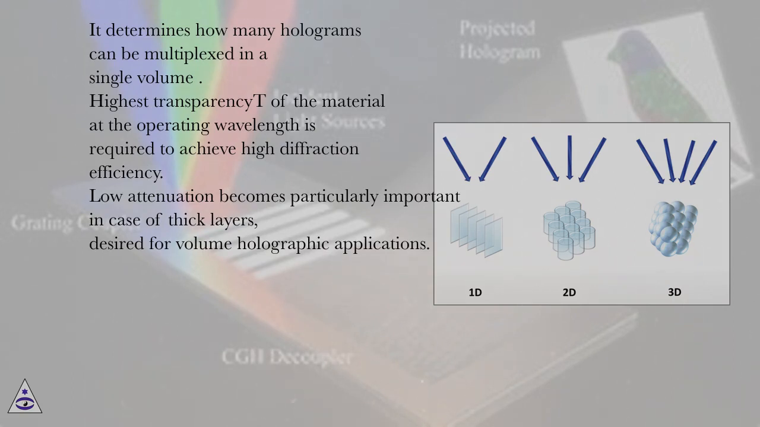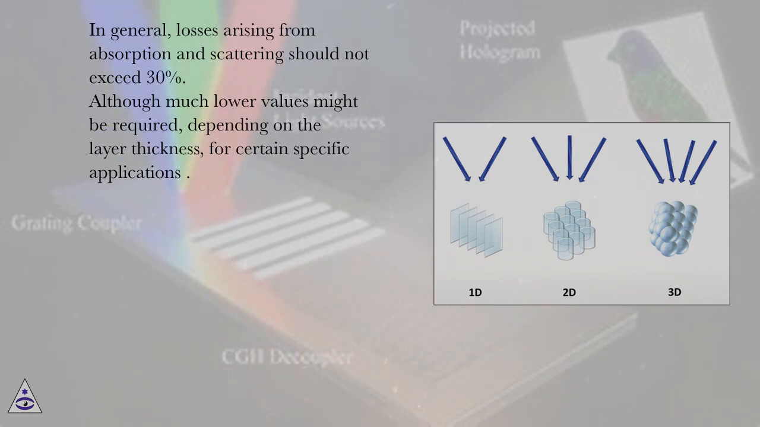Highest transparency of the material at the operating wavelength is required to achieve high diffraction efficiency. Low attenuation becomes particularly important in case of thick layers, desired for volume holographic applications. In general, losses arising from absorption and scattering should not exceed 30%, although much lower values might be required, depending on the layer thickness, for certain specific applications.